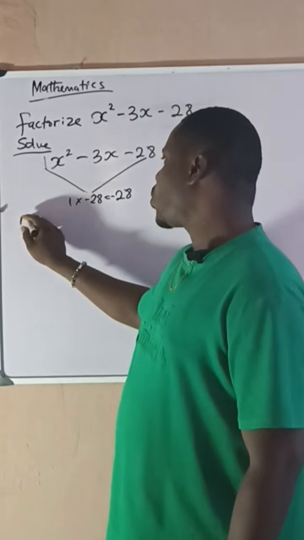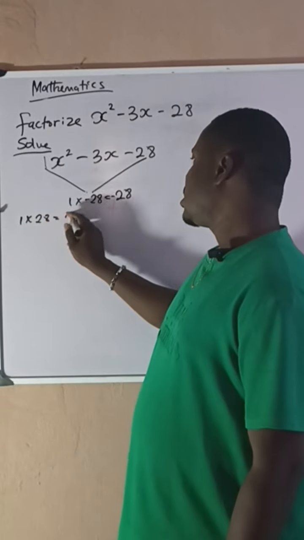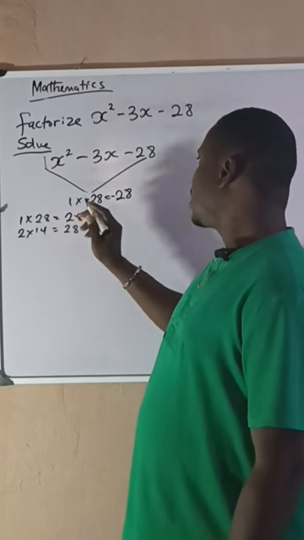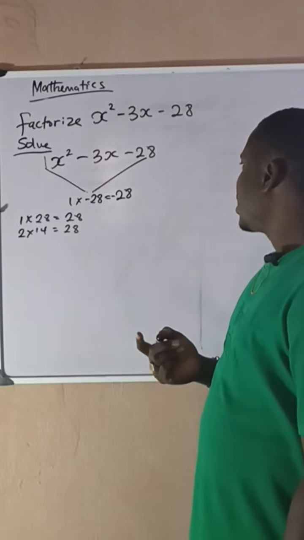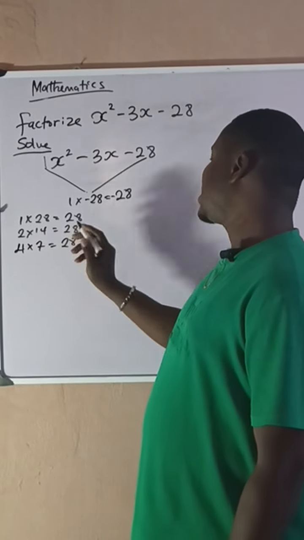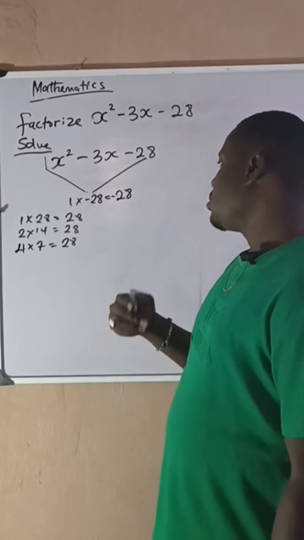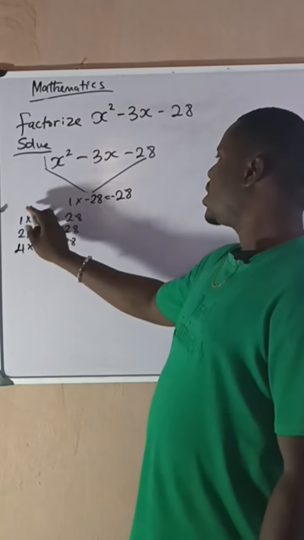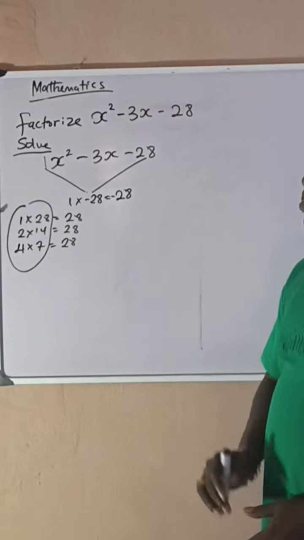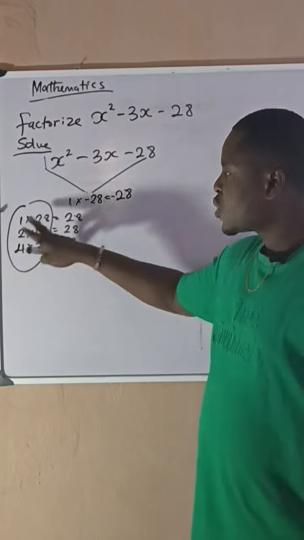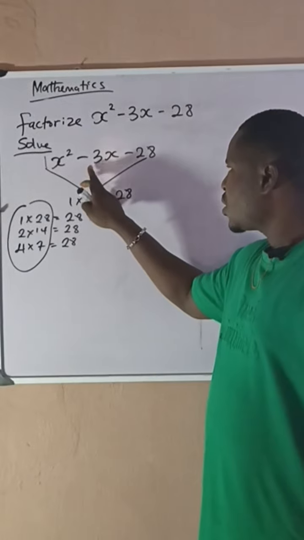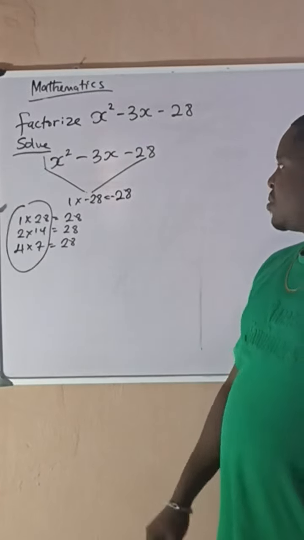Now, factors of 28 is 1 times 28. 2 can times 14 to give us 28. Can 3 go? No. 4 can go, yes. 4 times 7 will give us 28. 5 cannot go. 6 cannot go. 7 is already here. So these are the factors of 28. Do you understand me?